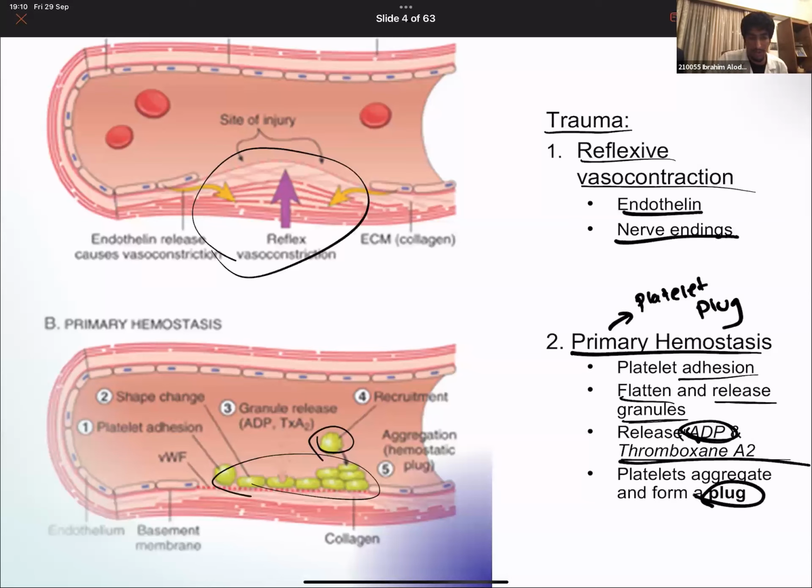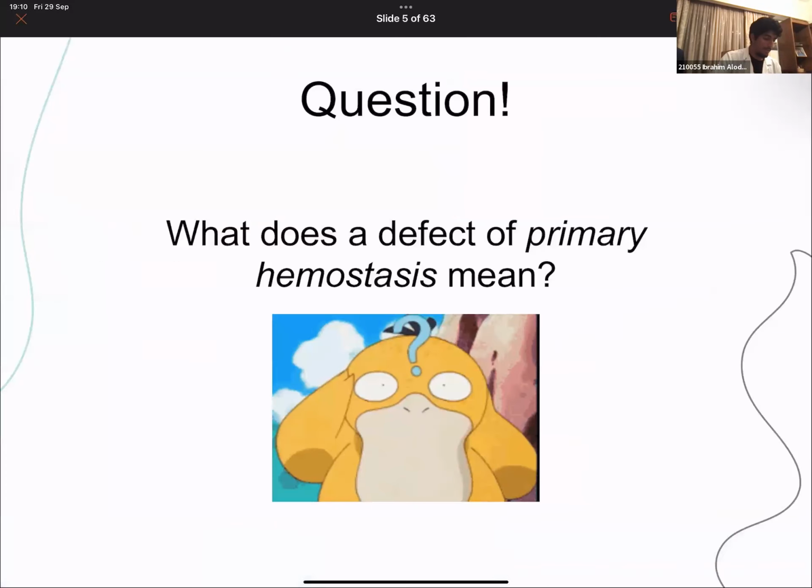Is everyone clear for that? All right. So moving on. Now this is a question for you guys, and I'm going to have questions sprinkled throughout the slides. What does a defect of primary hemostasis mean? Perfect, Zach. That means there's no platelet plug being formed. So primary hemostasis, the goal of that is to form a platelet plug.